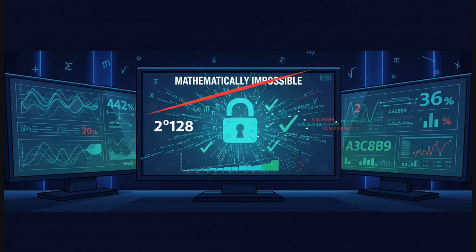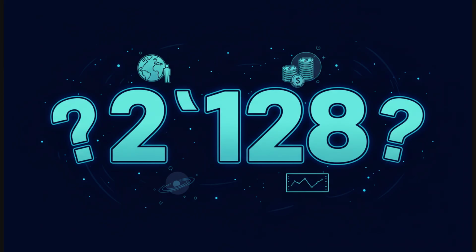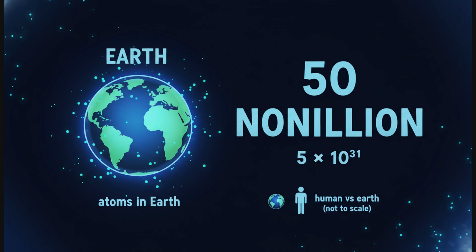The security of a seed phrase is built on math so brutal that guessing one should be effectively impossible. A 12-word seed phrase drawn from the 2048-word BIP39 dictionary creates a search space of 2 to the 128th power possible combinations. Let me put that number in perspective for you. There are approximately 50 nonillion atoms in the entire Earth.